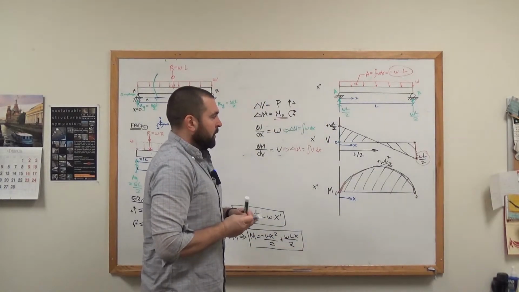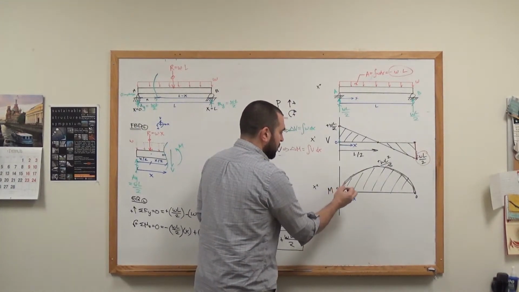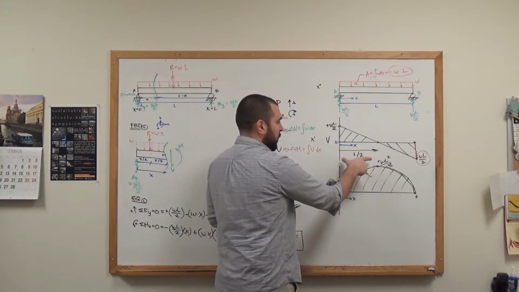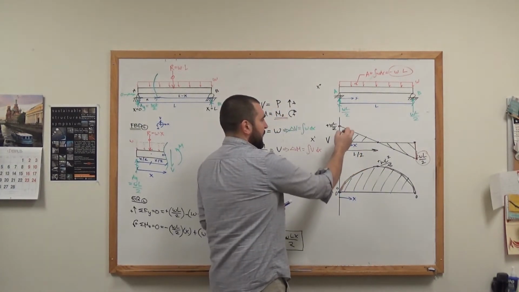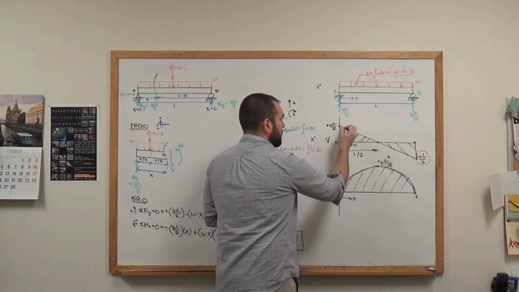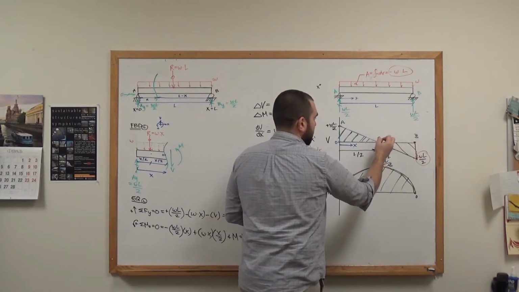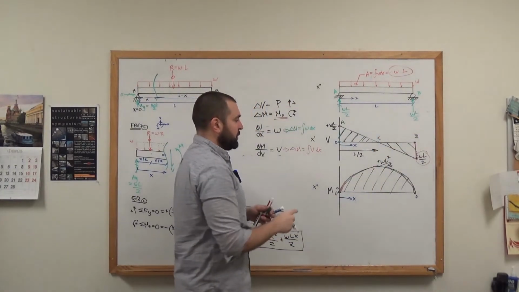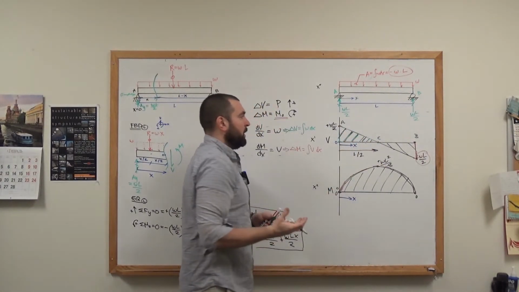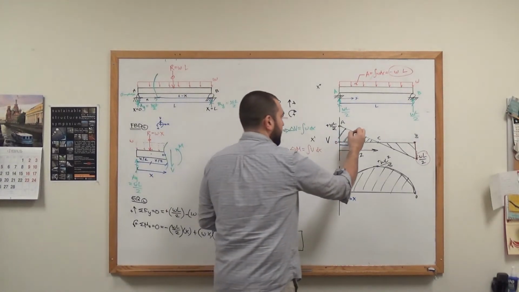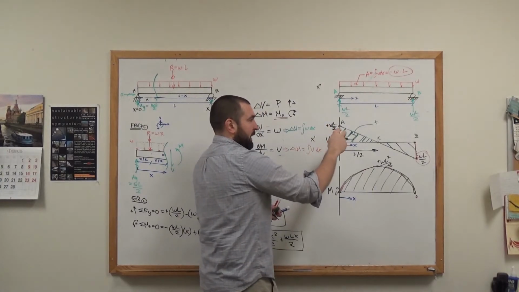Now, if I want to know the change in moment from this point, which we know is 0, to this point, which we know would be a local max or minimum at L over 2, all that I need to calculate is the area underneath the shear diagram between those same 2 points. This is A, this is B. I'm just going to call this intermediate point C. So the change in moment from A to C is the area underneath the shear diagram between the same 2 points. This area is positive because it's above the horizontal axis.